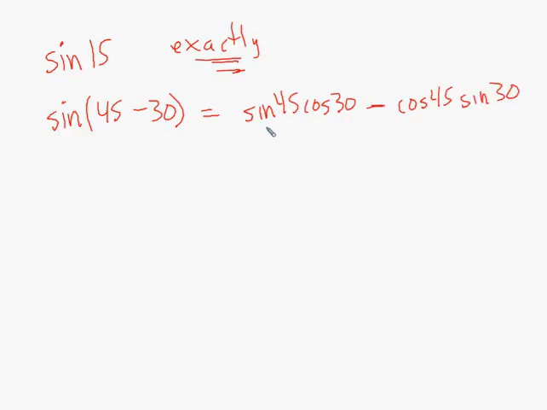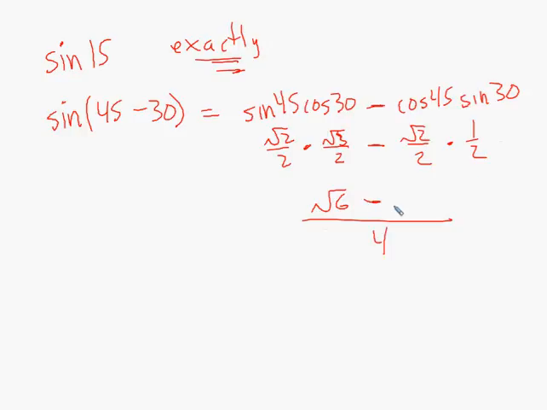Sine of 45 is one of those memorized things. It's root 2 over 2. What's cosine 30? It's root 3 over 2. Root 3 over 2 minus root 2 over 2, and sine 30 is a half. Now I multiply those. Root 6, see, my denominators are the same, 4, minus root 2. That's the answer.